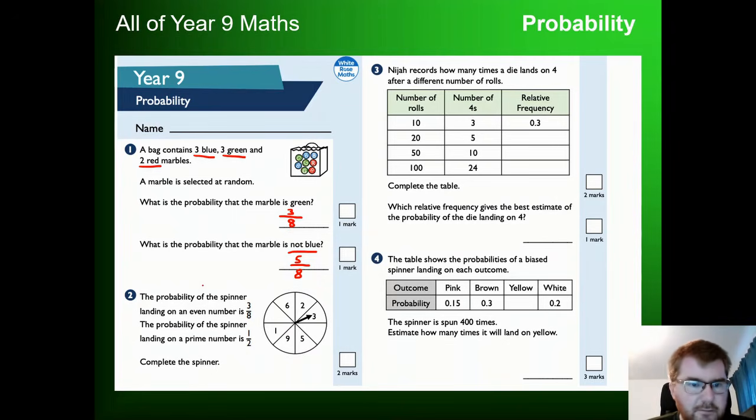Now question 2, the probability of the spinner landing on an even number is 3 out of 8. The probability of the spinner landing on a prime number is 1/2. Now before I even start the question, because the spinner is out of 8, I'm going to convert my half to 4 out of 8. That's going to help me work out what to put in. And now I just need to complete the spinner.